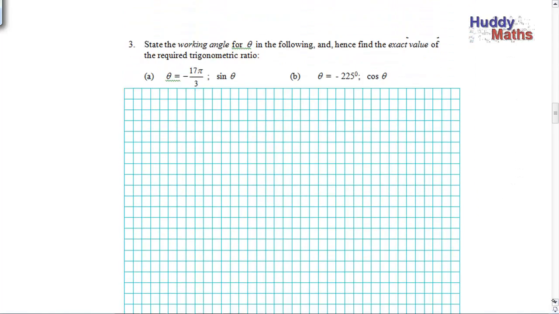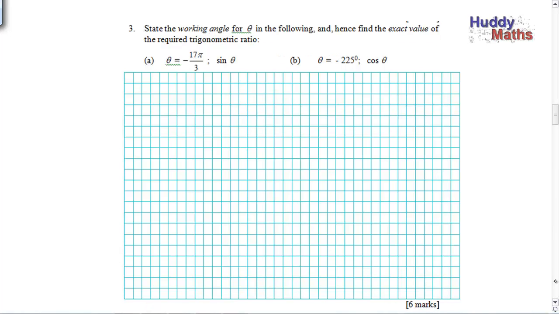Okay, so here we go. State the working angle for theta in the following and hence find the exact value. All right, well, I reckon here it's 6 marks, so it's 3 each. So I think what you should do first of all is find what quadrant you're in here. So this is neg 5 2/3 pi. We want to find a working angle, an equivalent angle in another quadrant. So let's go around the unit circle here. It's a bit of a tricky do, this one, because it's negative.